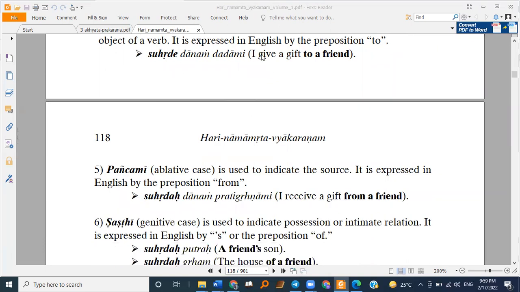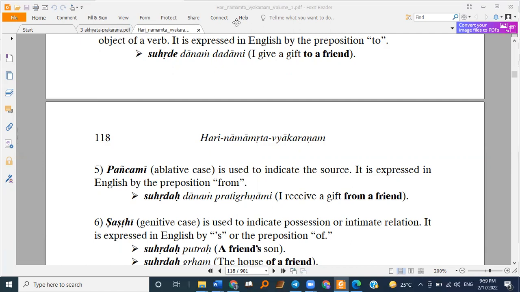What about for a friend? For a friend. Yes, could happen. In English, yeah, dative. For a friend, suhride, mitraya. Yeah, we can say that. In Sanskrit, we could even use mitrartham. That also means the same thing. Chaturthi arthe, mitrartham. So, yeah, we can say that.